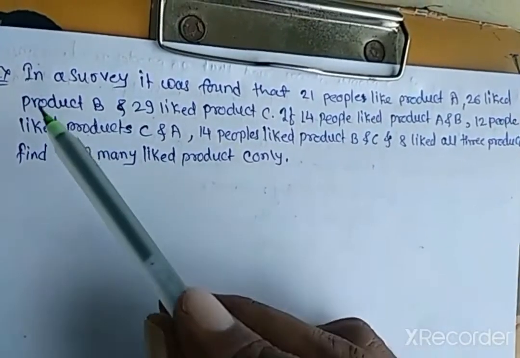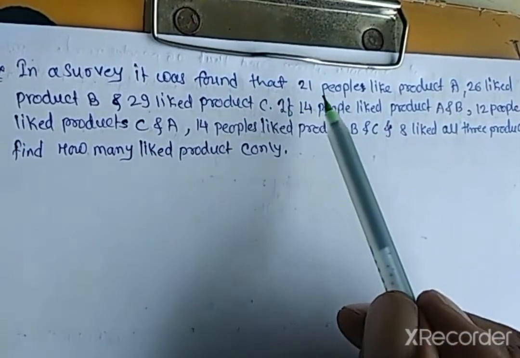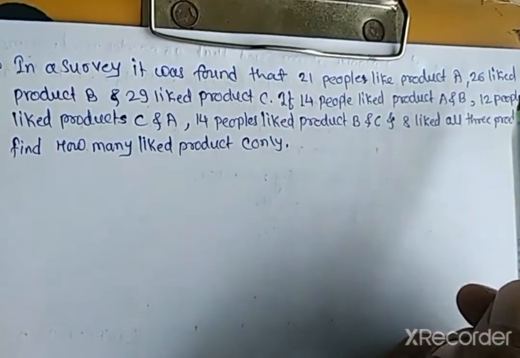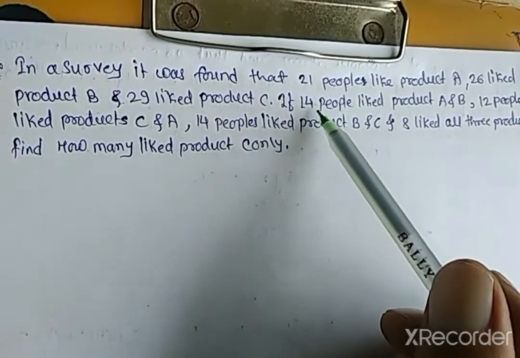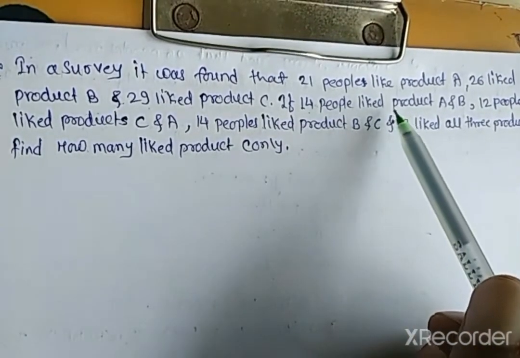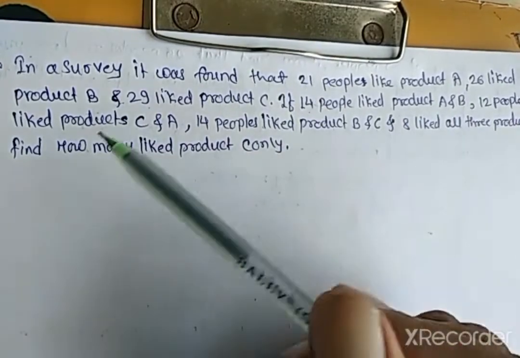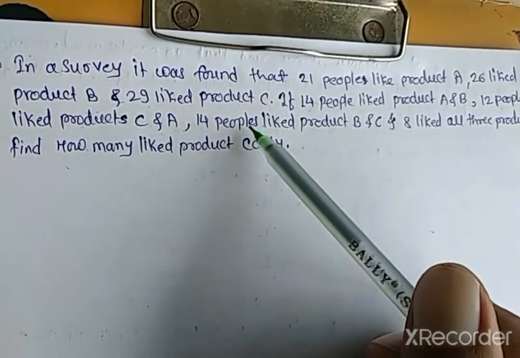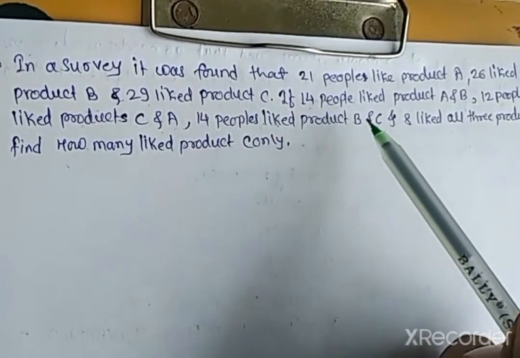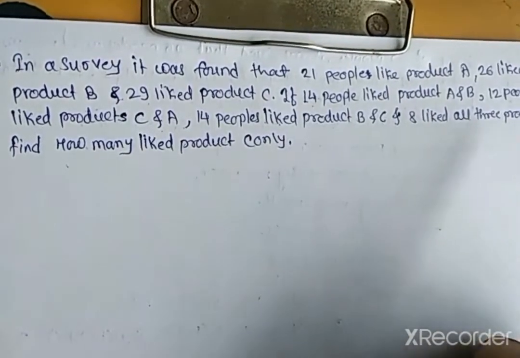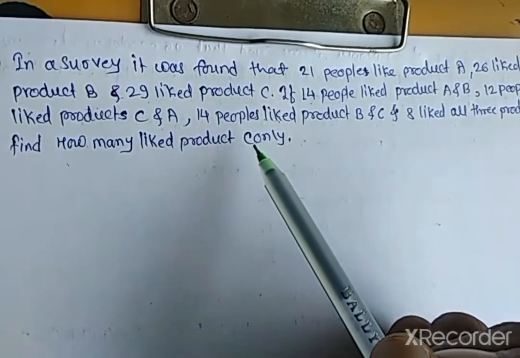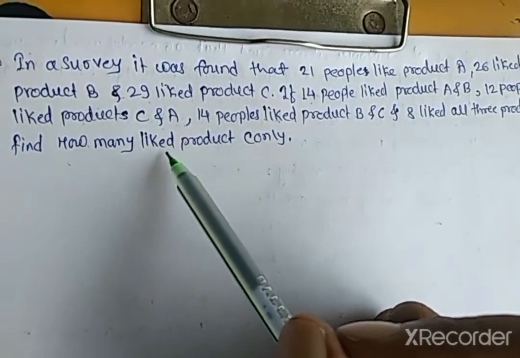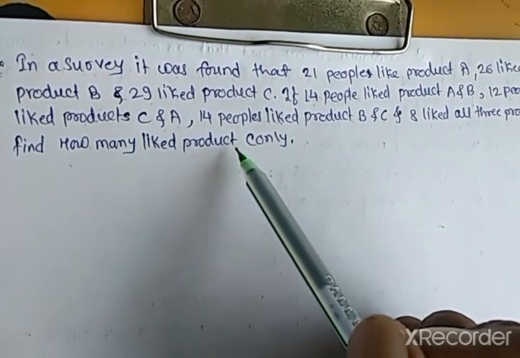Next example. In a survey, it was found that 21 people like product A, 26 like product B, 29 like product C. If 14 people like product A and B, 12 people like product C and A, 14 people like product B and C, and 8 liked all 3 products, find how many like product C only. Okay, we have to find how many people like product C only.